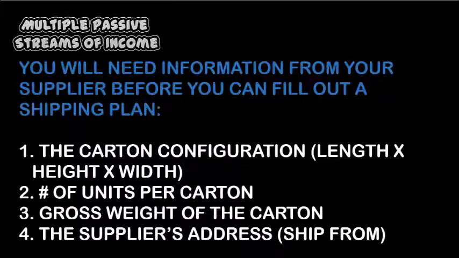Number two, you're going to need how many products will be shipped per carton. And then number three, you're going to need the gross weight of that carton. And lastly, you're going to need the supplier's address. That's the ship from address. That's the address that your products are going to be picked up from and then sent to Amazon.